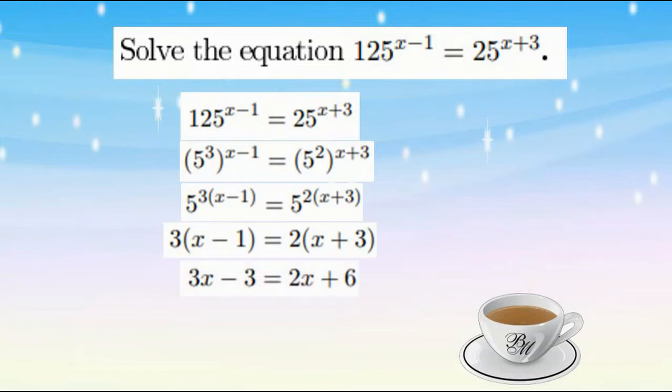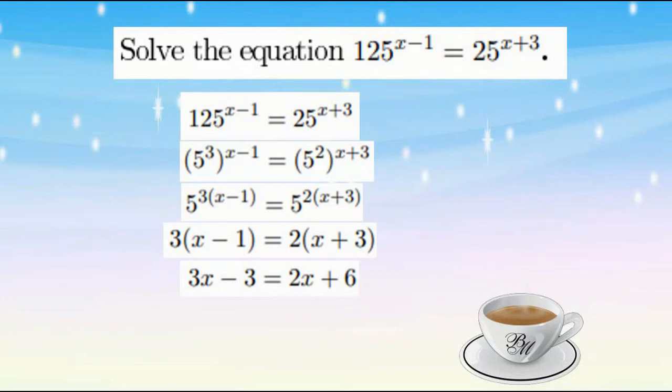Using the distributive property, we distribute 3 to x and to negative 1. That becomes 3x minus 3. Then we distribute 2 to x plus 3. So that becomes 2x plus 6.